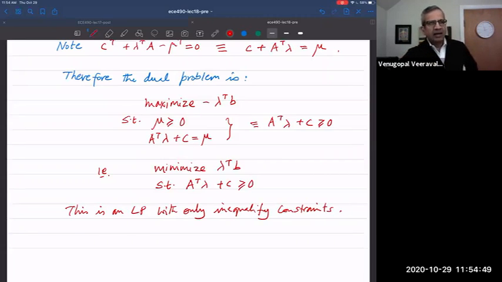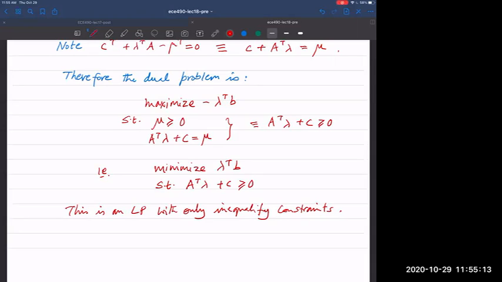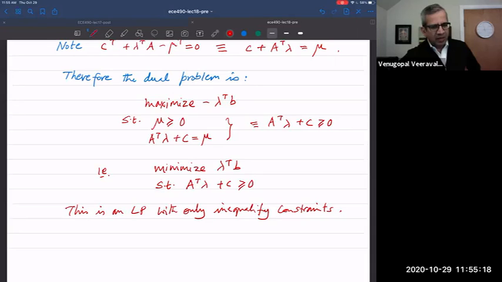What's the advantage of having only inequality constraints? I'm claiming that for any linear program with both equality and inequality constraints, if I look at its dual, solving the dual is the same as solving the original problem, at least in terms of the value you get at the end. So what's the advantage of having only inequality constraints? Anyone can think of something based on what we've studied so far? The Lagrange multipliers are non-negative? Well, it's related, but it's not quite the right answer.